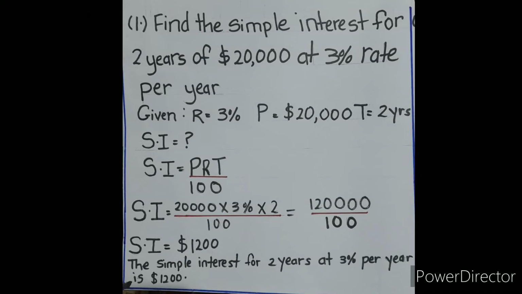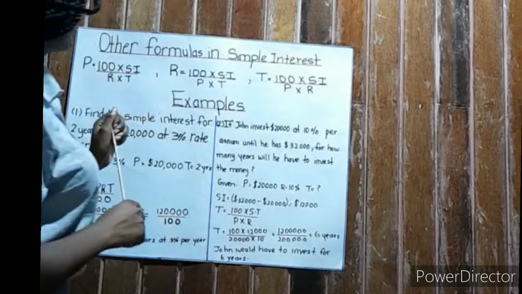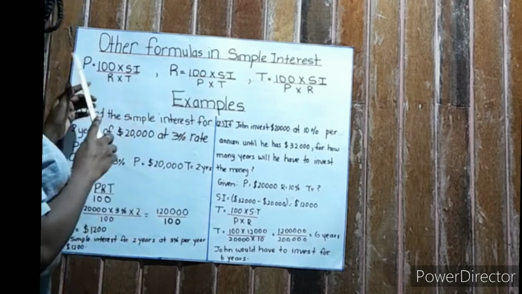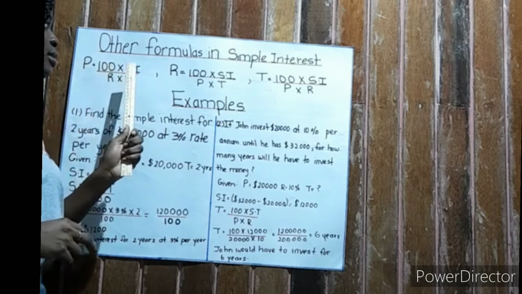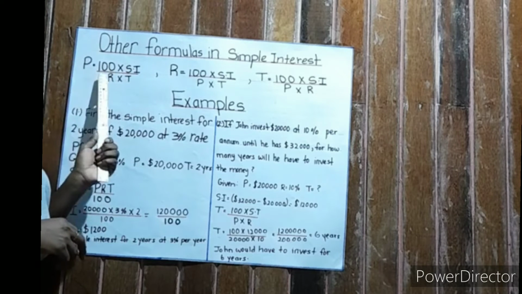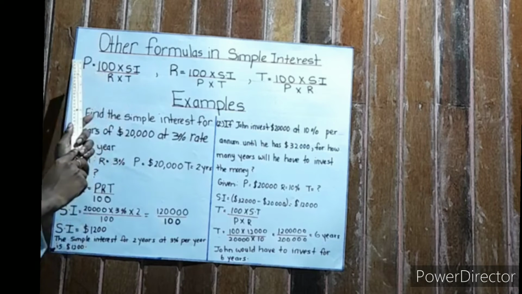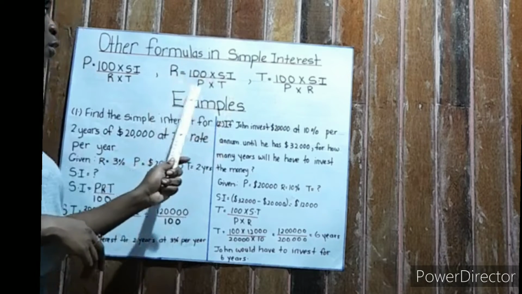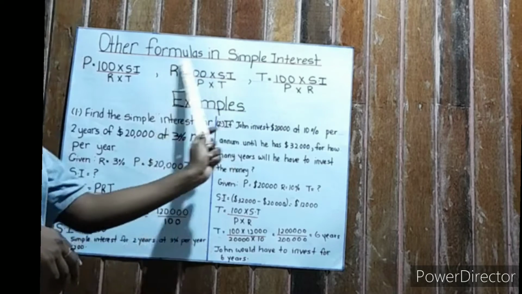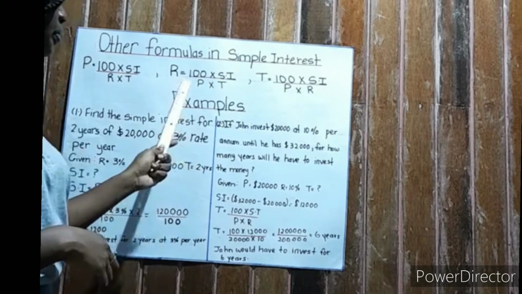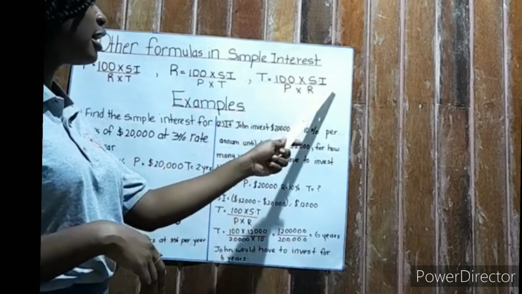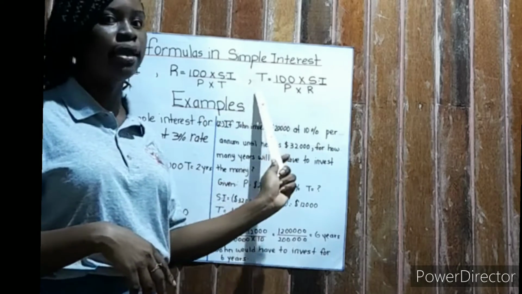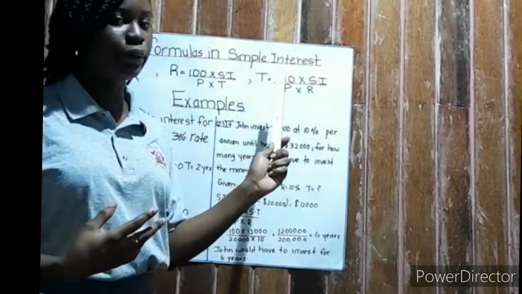Okay, class, here are other formulas in simple interest. P is equal to 100 times SI over R times T. In this formula, we are looking for the principal. The second formula is R is equal to 100 times SI over PT. In this formula, we are looking for the rate. And T is equal to 100 times SI over P times R. Here, we are looking for the time. Okay, time is the years.